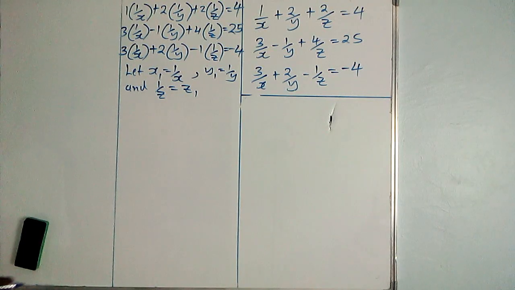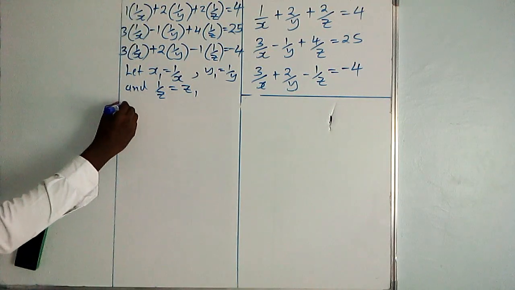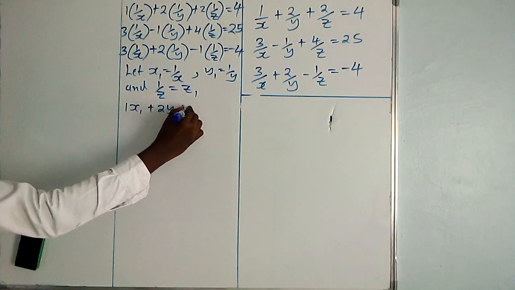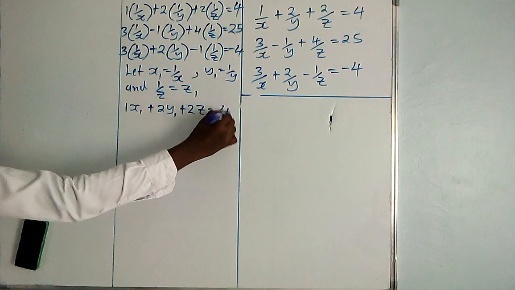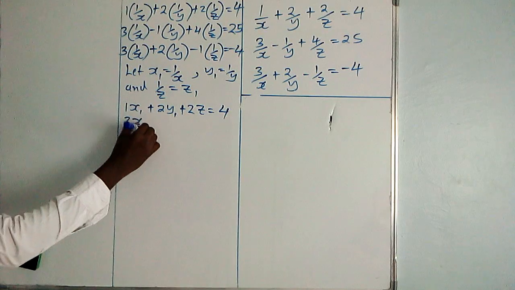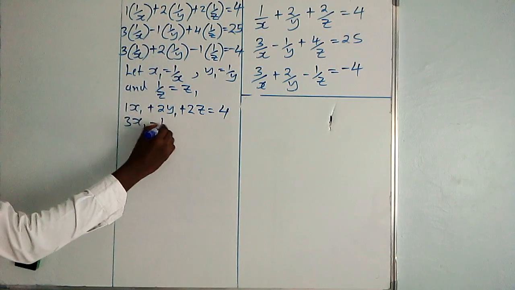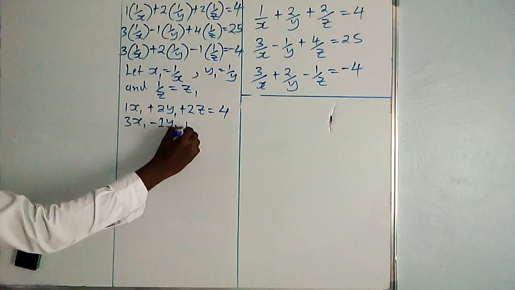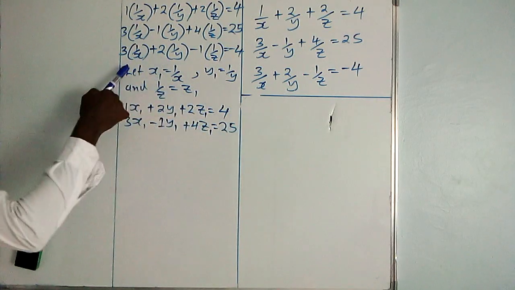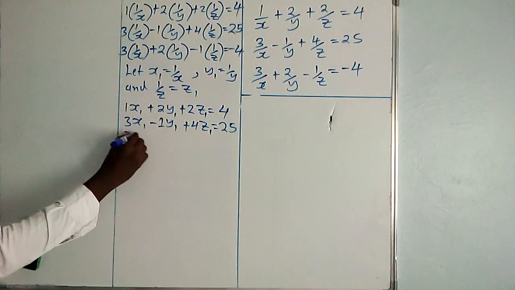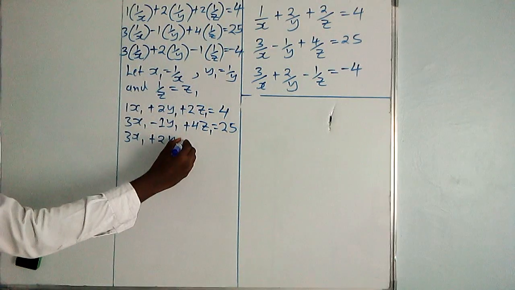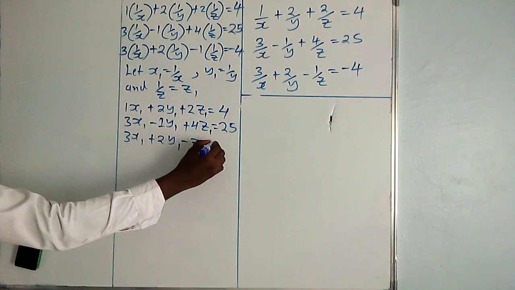So it means in the first equation we are going to have 1x1 plus 2y1 plus 2z1 is equals to 4. Then in the second equation we have 3x1 minus 1y1 plus 4z1 is equals to 25, isn't it? Then in the third equation we are going to have 3x1 plus 2y1 minus z1 is equals to negative 4.